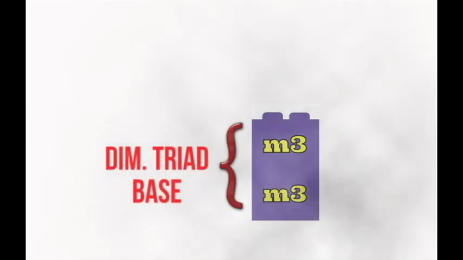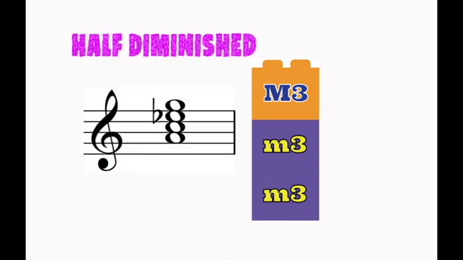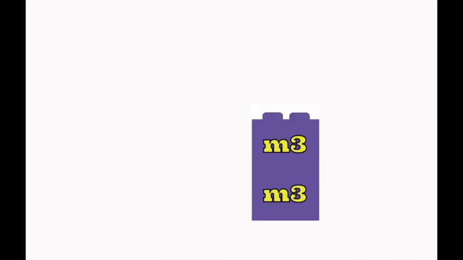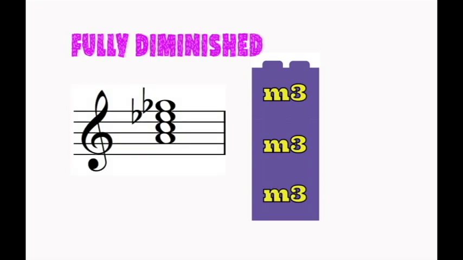Two minor thirds on top of each other creates a diminished triad. There are two types of seventh chords that have a diminished triad at its base. When we put a major third on top of a diminished triad, we have a chord that's called half diminished. When we replace that major third and stack three minor thirds on top of each other, this is a fully diminished chord, and it's the most compressed of all the seventh chords.